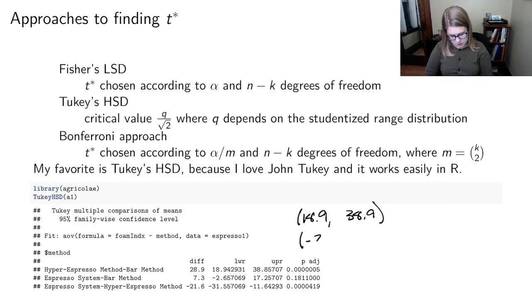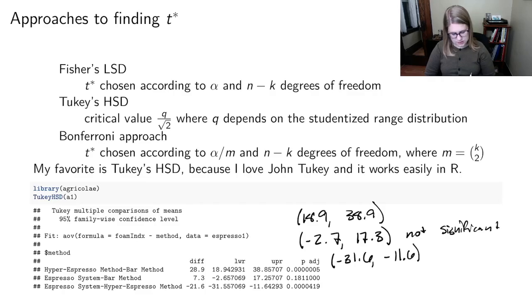Then the next one, the interval is negative 2.7 to 17.3. That includes 0, so this would be not significant. And then the last one, negative 31.6 to negative 11.6. That one is significant, and this one is negative. So that means that when we do espresso system minus hyper espresso method, the hyper espresso method must be bigger for that subtraction to turn out negative. So we're saying that the hyper espresso method is better here. So hyper espresso is better than bar. Hyper espresso is better than espresso system. So if I had to pick one, I would pick the hyper espresso method.